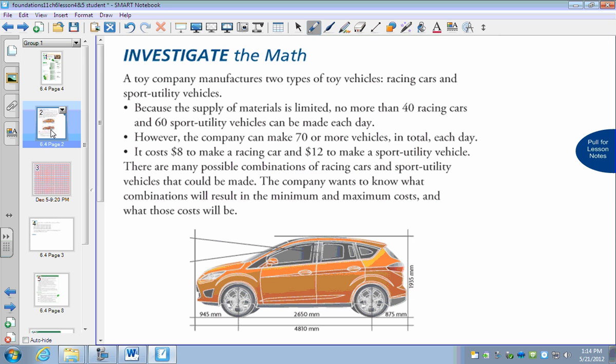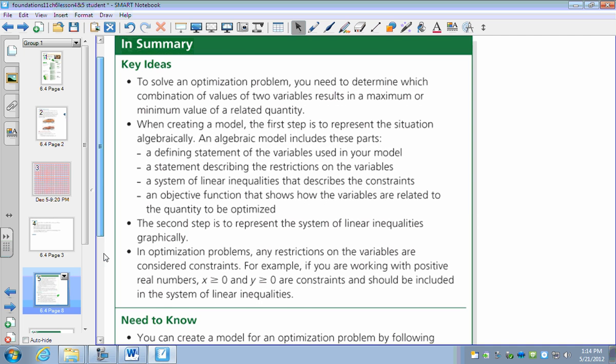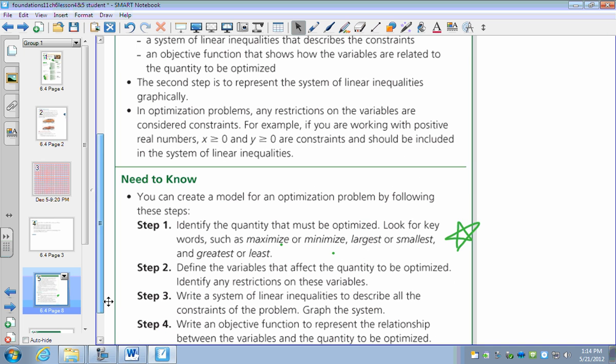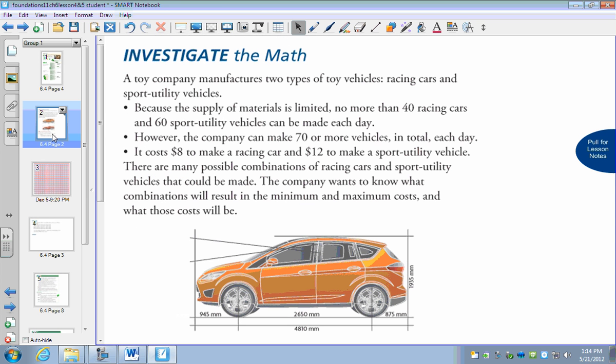A toy company manufactures two types of vehicles, racing cars and sport utility vehicles. Because the supply of materials is limited, no more than 40 racing cars and 60 sport utility vehicles can be made. Okay, let's look at our steps here for a sec. What we always need to do is identify the quantity that must be optimized, look for keywords such as maximize or minimize, and then step 2 is define the variables. So let's just read ahead and then we'll define our variables.